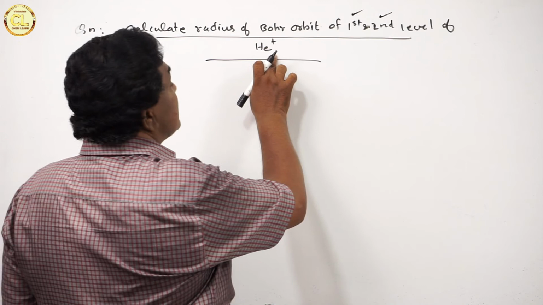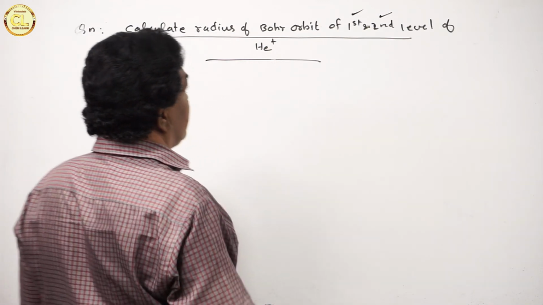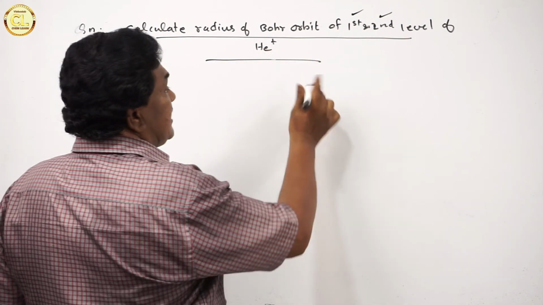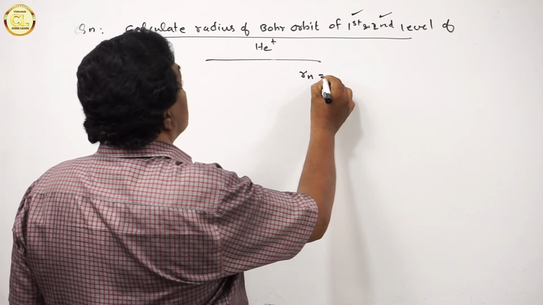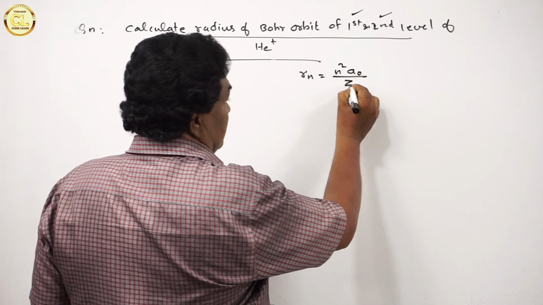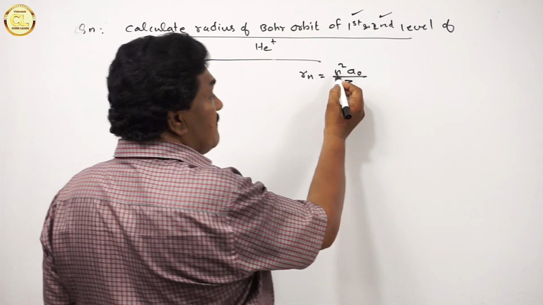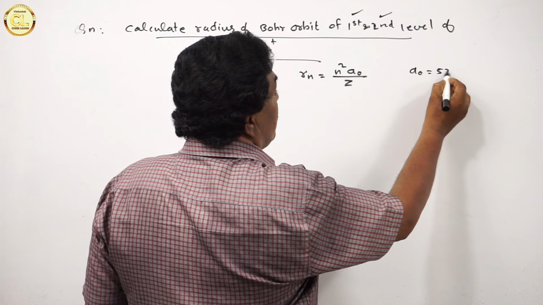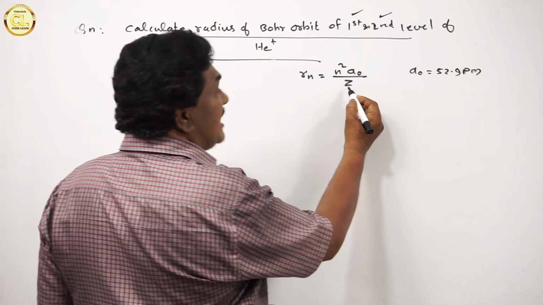See, He+ is a single electron species and it obeys Bohr theory. And for Bohr model of atom, radius of the orbit is expressed by the equation Rn is equal to n square into a0 divided by Z, where Rn is the radius of the nth level, n is the number of orbit, a0 is equal to 52.9 picometer. Z is the atomic number.